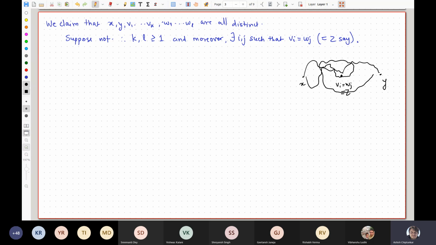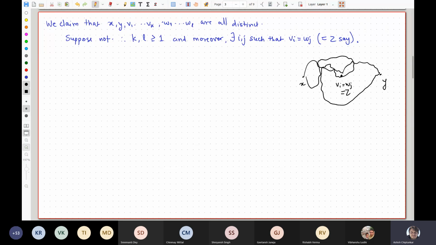Sir, why are both greater than or equal to 1? Like, one can be 0 also. Yeah, if one of them is 0, see the issue is the following. If k is 0, then we have already proven that x, y, and w1 through wl are all distinct, no? Right, so therefore both of them must be at least 1.